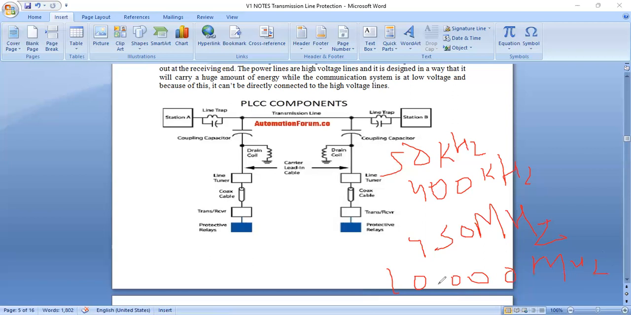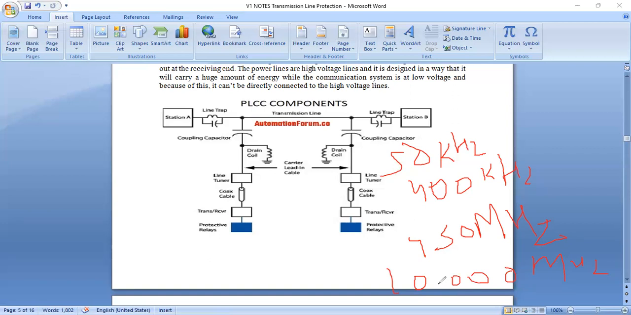That means we have to use two sections, section A and section B, in between the two transmission lines, that means the phases RY, YB and BR. When a fault occurs in any one phase, the second phase will operate, and the communication will not stop. The second phase continues the communication.